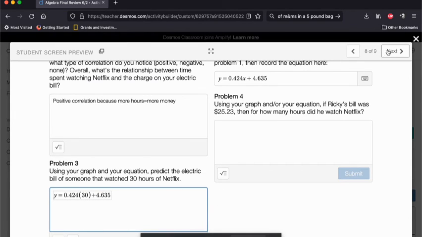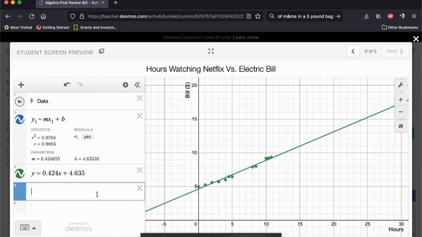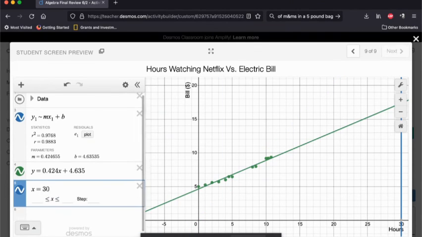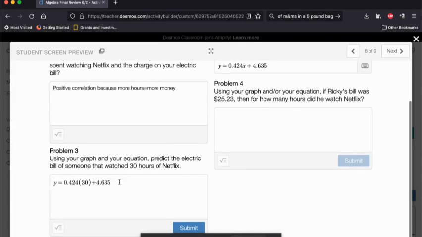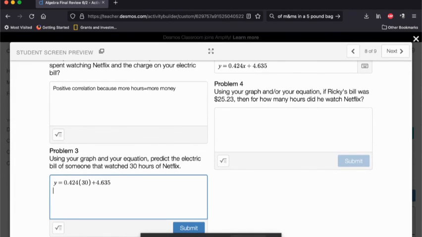An alternative is, because 30 hours is an x value, I could type in x equals 30. Notice how on my graph, it produces this vertical line that tells me that at 30 hours of watching, it's going to be about $17.37. And if you calculated this out, you would actually get the same exact thing. Because it's $17.37 and a half cents, you could really round up, or you could just leave it as 17.37.